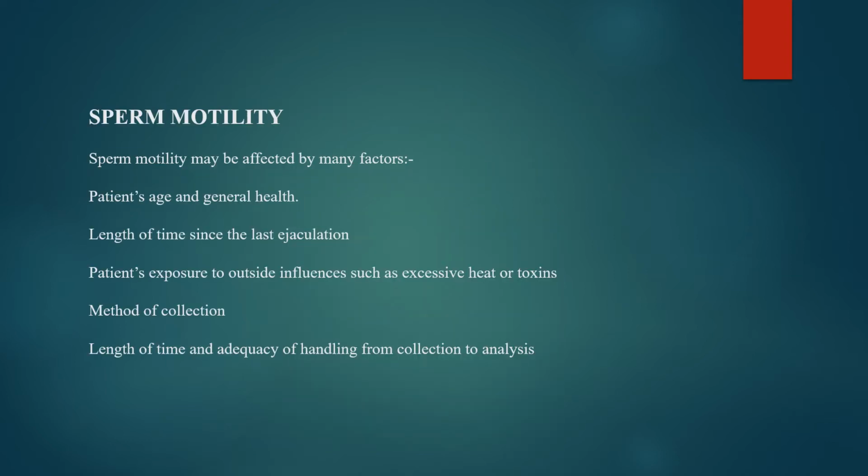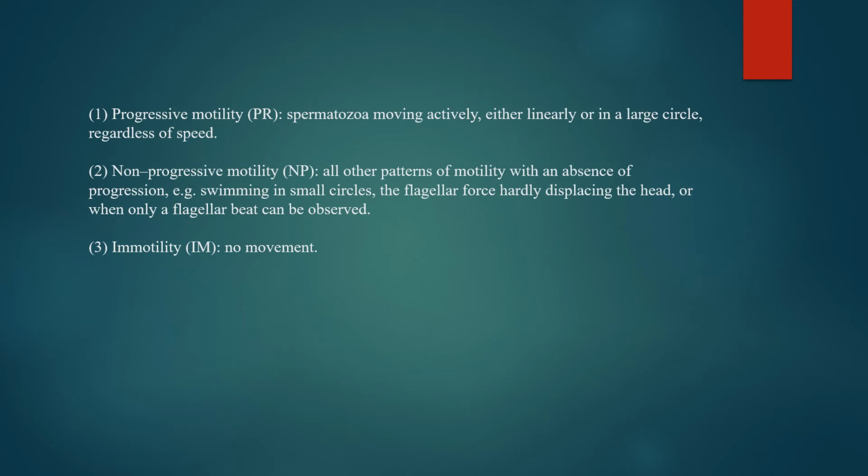Now the other is sperm motility. Sperm motility may be affected by many factors like the patient's age and general health, length of time since the last ejaculation, the patient's exposure to outside influences such as excessive heat or toxins, method of collection, length of time, and adequacy of handling from collection to analysis.